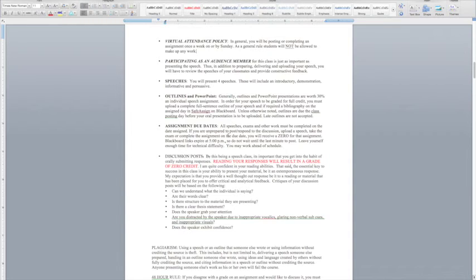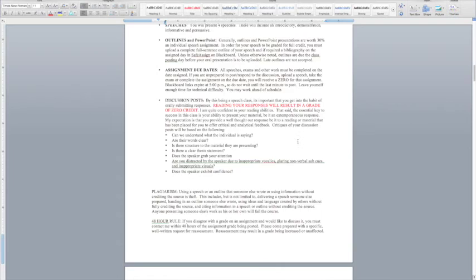Due dates. All speeches, exams, and other paperwork need to be turned in on the due date that it's expected or assigned. If you are unprepared to post to the discussion board or upload a speech, etc., you will receive a 0 for that assignment. Now, I usually expire my links for Blackboard at 5 p.m. So again, a word of caution: do not wait until the last minute. Leave yourself enough time, because technical difficulties can and will often happen.